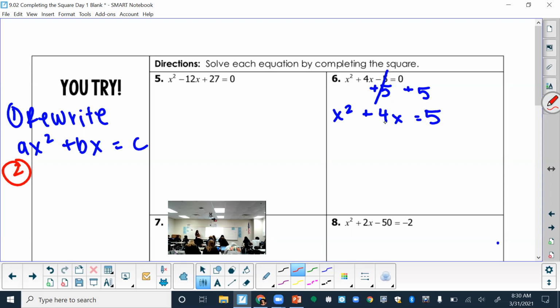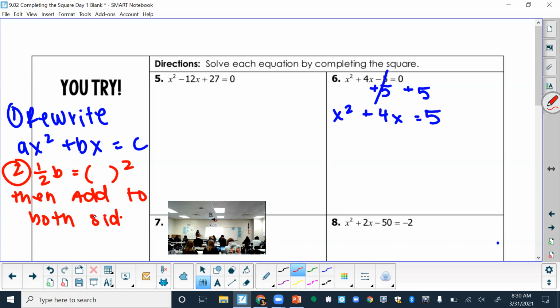So the second step says that we're going to take half of whatever b is, we're going to square it, then add to both sides. That's what you would have to memorize. So I'm going to take half of whatever the b value is. What number is in the b spot, according to this? 4, right? So the number in front of the x is 4, so that's our b value.